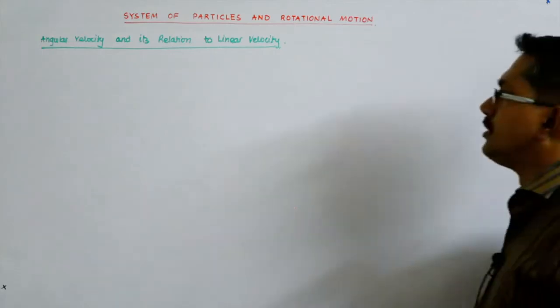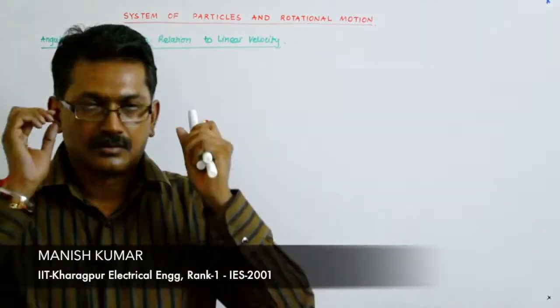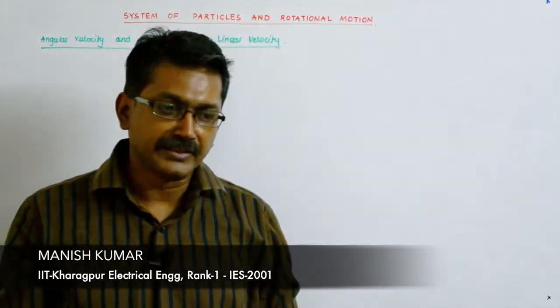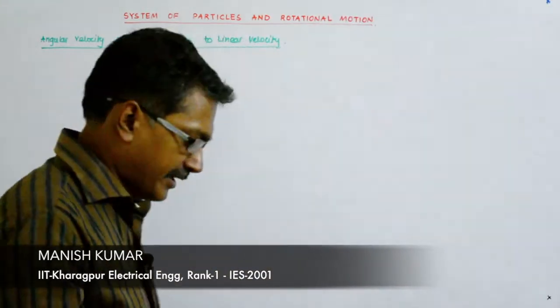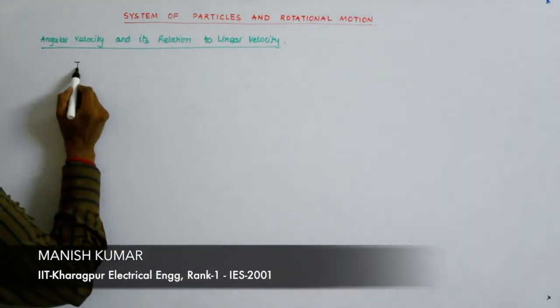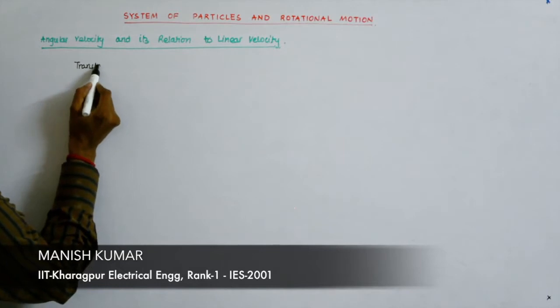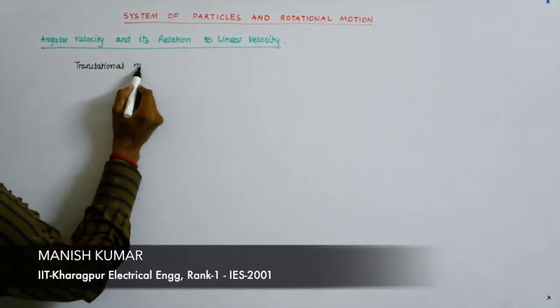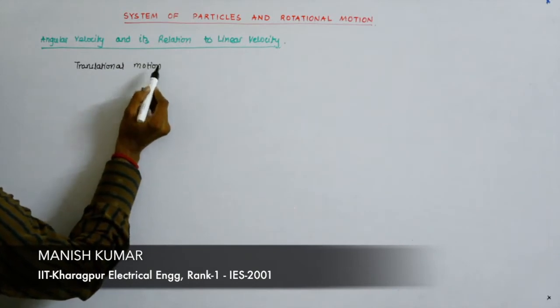Now we come to a new topic, angular velocity, and then find its relation to the linear velocity. Now let us try to understand one thing about translational motion. What happens in a translational motion? What happens?